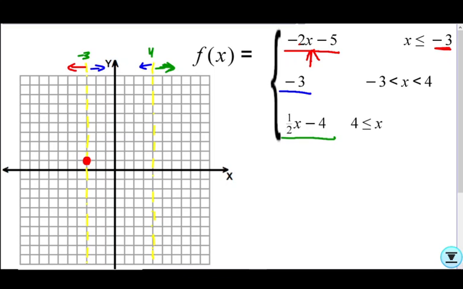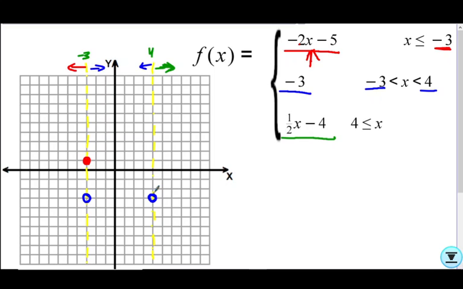Okay? Then we're going to do the same thing for my blue one. So we're going to plug in both -3 and 4. But this is the constant function. So it's going to be constant at -3. So on the line at -3, it's at -3. 1, 2, 3. Open circle there. And on the line at 4, it's also going to be 1, 2, 3 down. An open circle there, because neither of those are equal to.